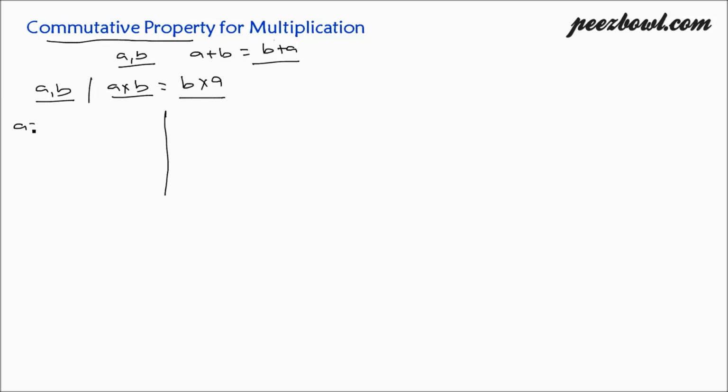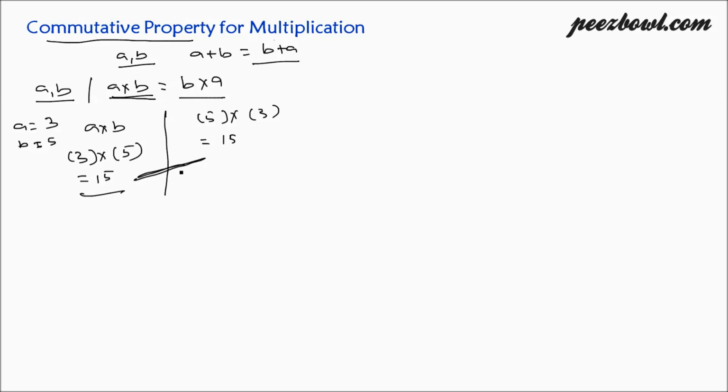Suppose for a we have 3 and for b we have 5. We need to find out value of a multiplied by b. A multiplied by b is 3 multiplied by 5, which is equal to 15. Now we see what is the value of b multiplied by a. B is 5 multiplied by a is 3. 5 multiplied by 3 is 15. Both have same values, right? So this property is true for multiplication. That is, commutative property holds good for multiplication.